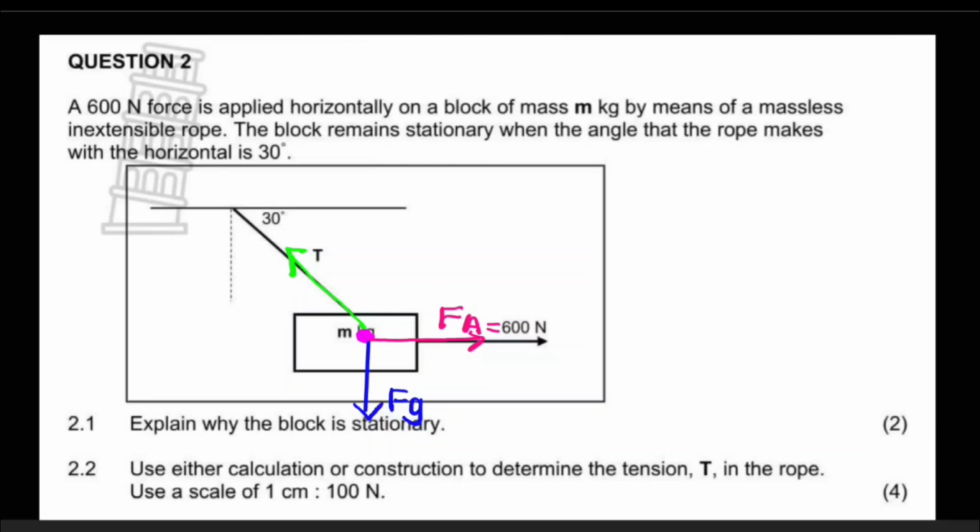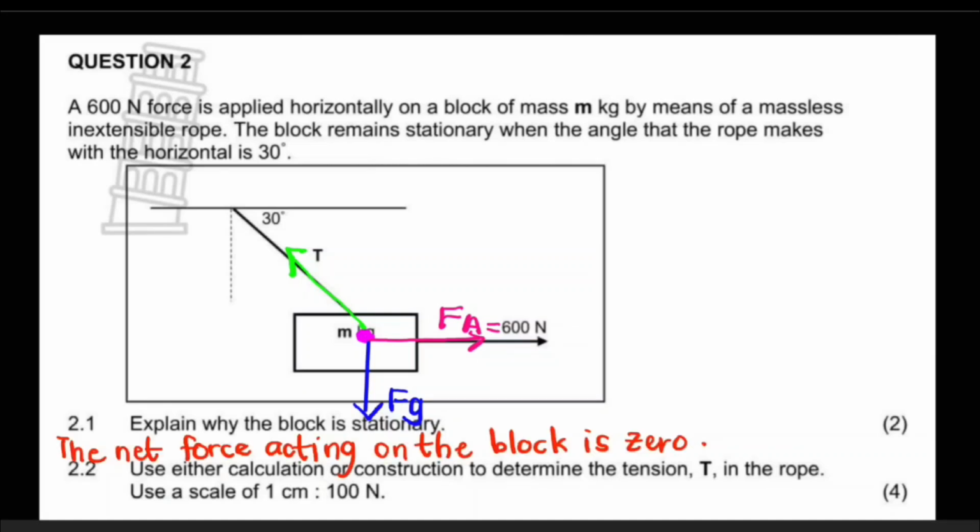Now 2.1 says, explain why the block is stationary. So the reason why the block is stationary, and we know this kind of situation, is that the system is in equilibrium. Now what does that mean? It means that the net force acting on the system is 0 newtons. So that is why the block is stationary. There we have it, the net force acting on the block is 0.